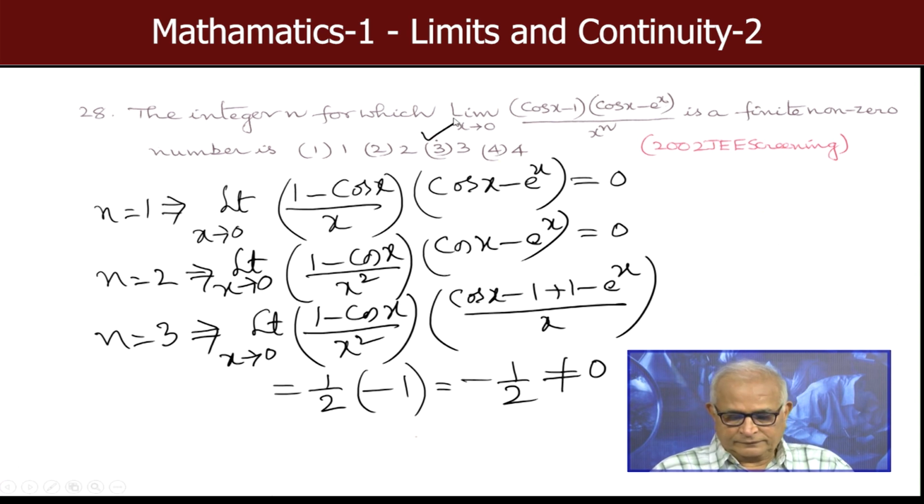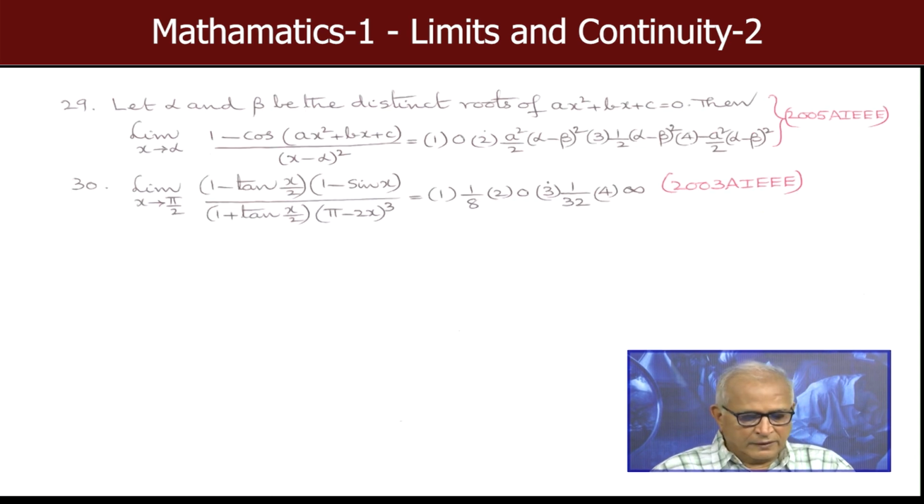Okay. Next, 29. This is an AIEEE question. Now, mains, formerly AIEEE up to 2012, the name was AIEEE. From 2013 onwards, AIEEE is changed to mains, present JEE mains. Let alpha and beta be the distinct roots of the quadratic equation ax square plus bx plus c equal to 0. Then what is the limit?